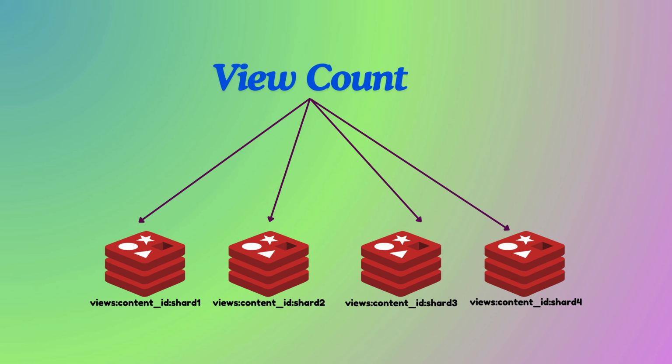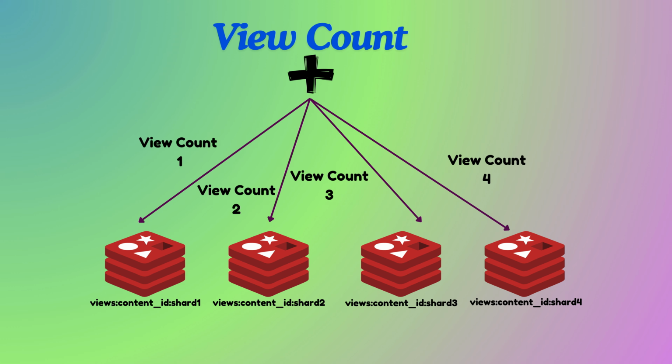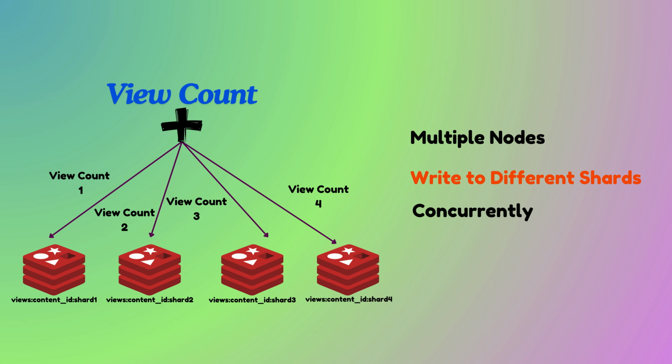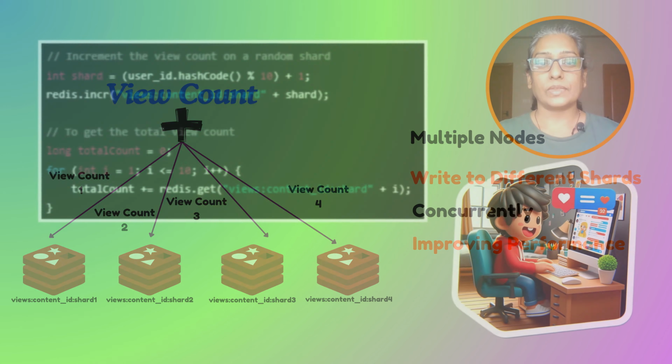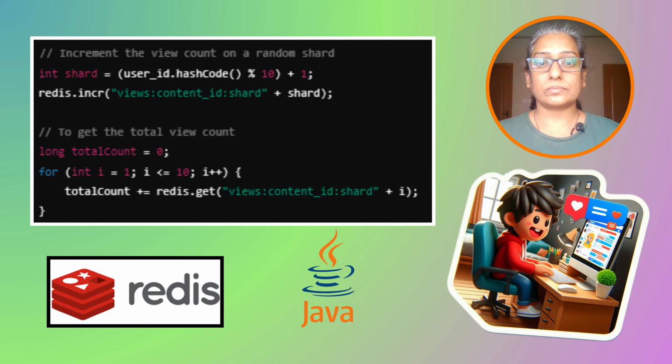Instead of storing the view count in one Redis key, the count is distributed across multiple shards. To retrieve the total count, the system aggregates the counts from all shards. Sharded counters allow multiple nodes to write to different shards concurrently, improving performance. Here is a sample Java code to implement this approach.